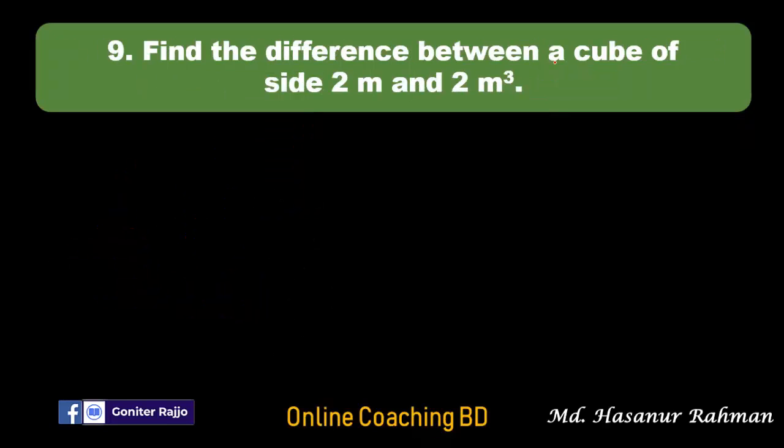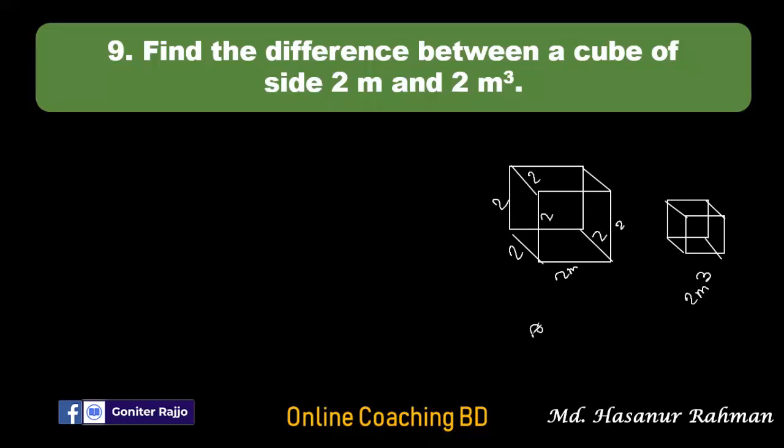Now number 9. Number 9 says find the difference between a cube of side 2 meter and 2 meter cube. Look at this. This is a very important question. Length of each side is 2 meter. And here the volume is 2 meter cube. Now we have to find out the difference between their volume. So at first we have to find out the volume of this cube. Then we have to subtract this volume from that one.